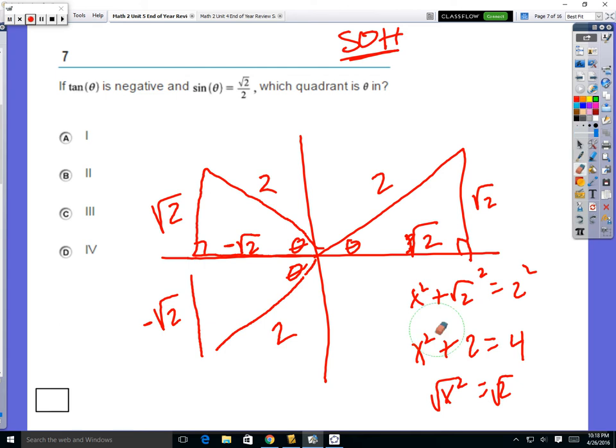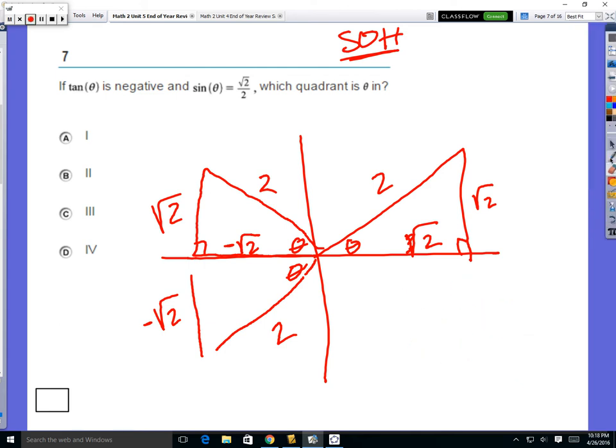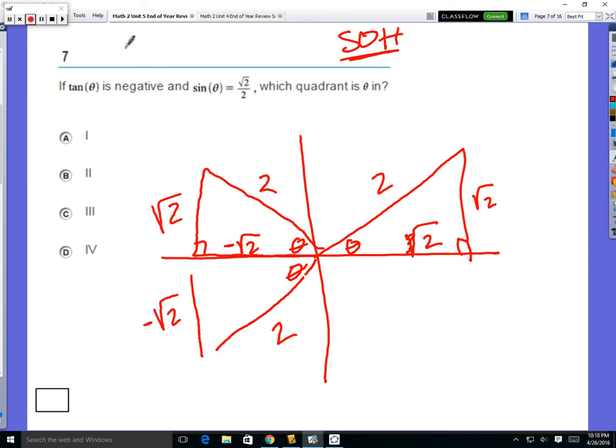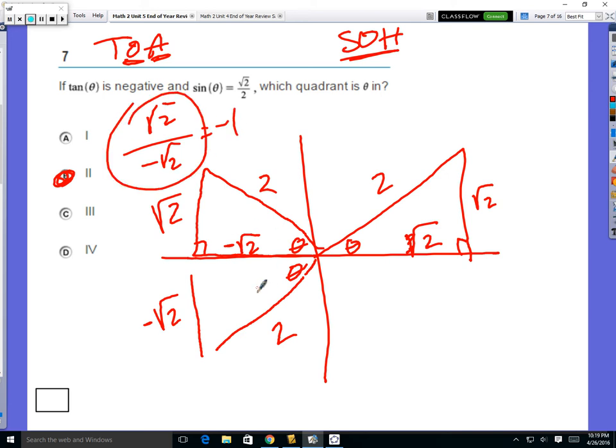So I think we can stop. Because the tangent is negative. Tangent is TOA, so it's opposite over adjacent. And this one's going to be your winner. Because if you do opposite, that's square root of 2, over adjacent, a negative square root of 2, it's going to be a negative 1. So tangent will be negative when it's flipped over into quadrant 2.